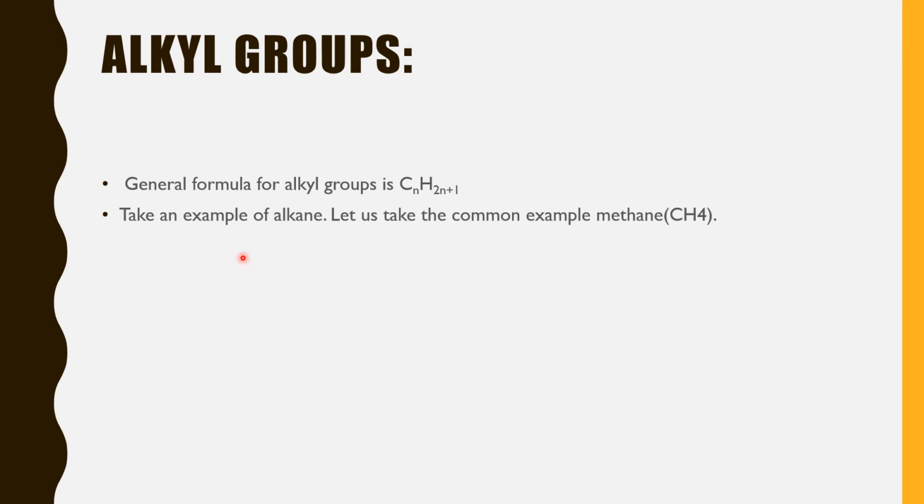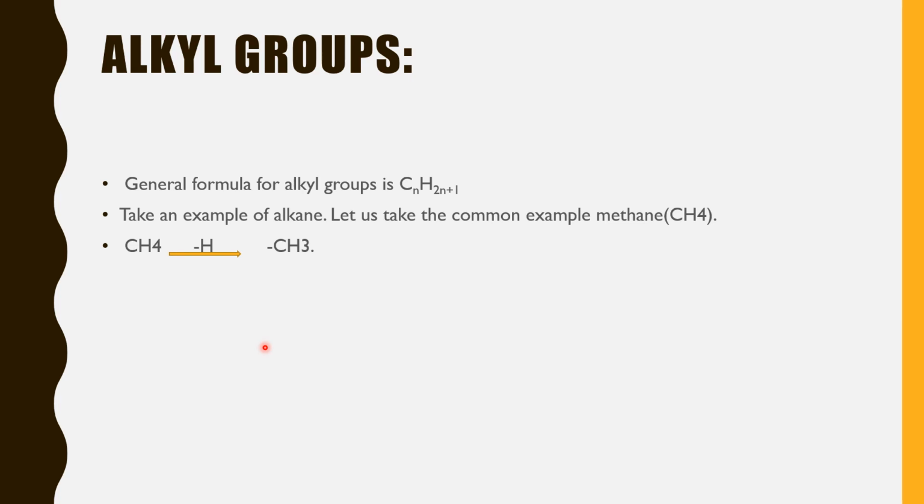In this slide, we are going to see the alkyl groups in detail. The general formula for alkyl groups is CnH2n+1. Let's take an example of alkane, and in this we take the example as methane, that is CH4. When we remove one hydrogen from methane, it becomes an alkyl, that is, it is methyl. The fourth place is vacant and this group becomes an alkyl group.